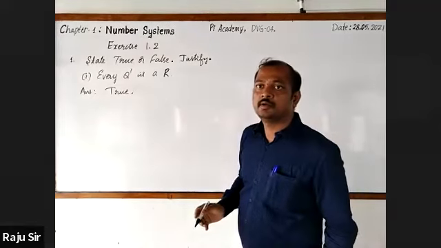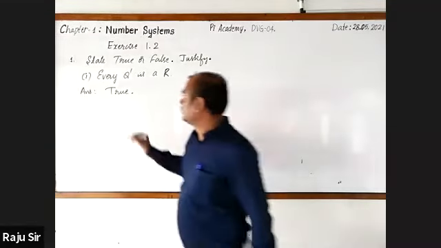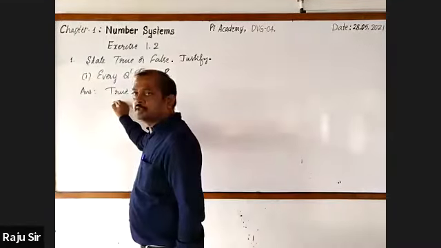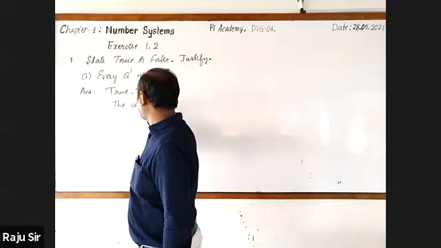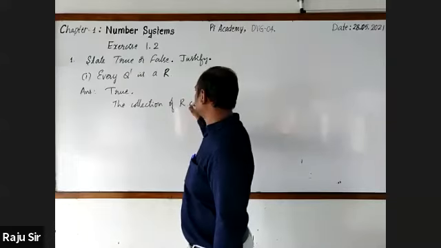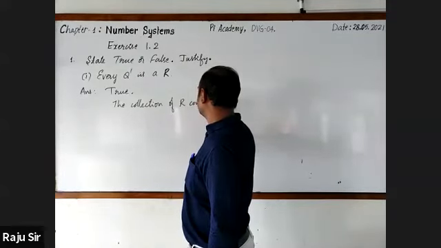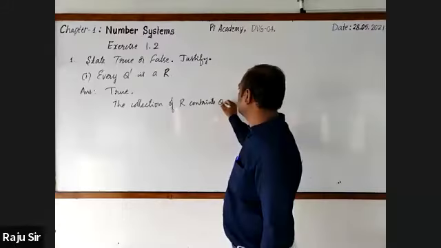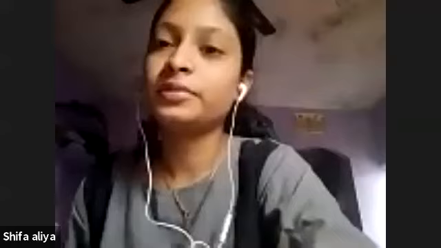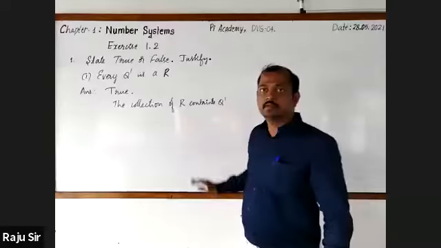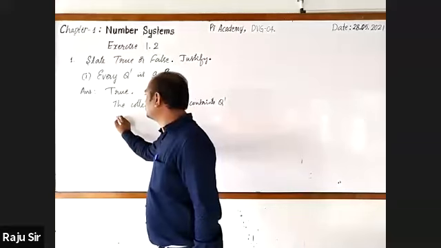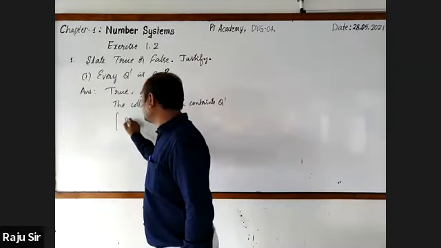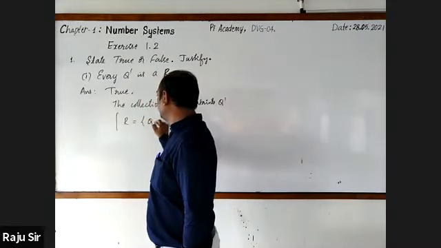Reason: because the collection of real numbers contains irrational numbers. Just for your information, you may write this in brackets: R is equal to Q union Q dash.